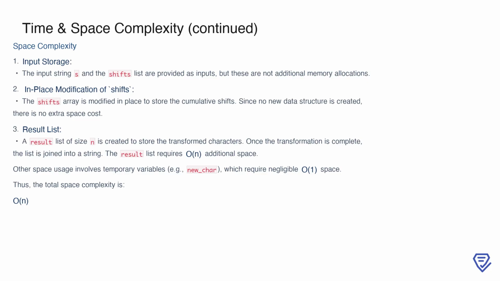However, we do allocate a result list of size n to store the transformed characters before joining them into the final string. This allocation accounts for an O(n) space requirement. Aside from this, only a few temporary variables are used, which have negligible O(1) space usage. Thus, the overall space complexity of the algorithm is O(n), driven primarily by the result list.